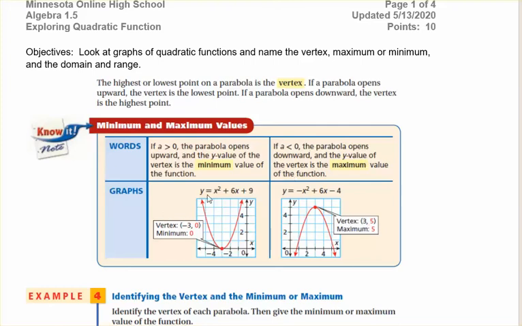If your graph opens upward, the vertex will be a minimum. If your graph opens downward, then your vertex will be a maximum. The y value of the vertex is the minimum or the maximum. You'll only have a minimum or a maximum, you won't have both.